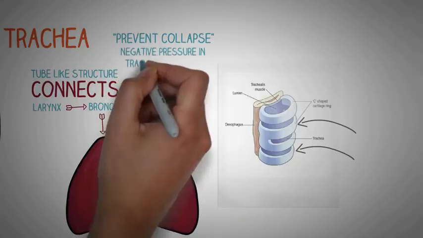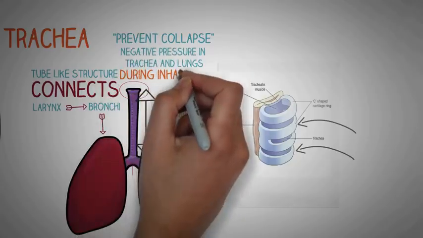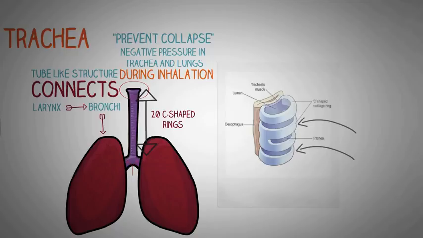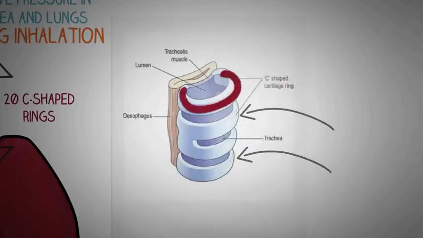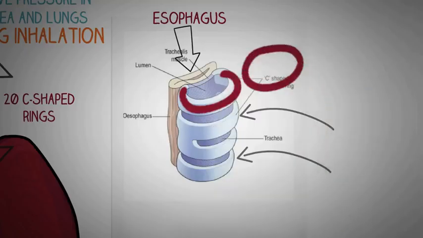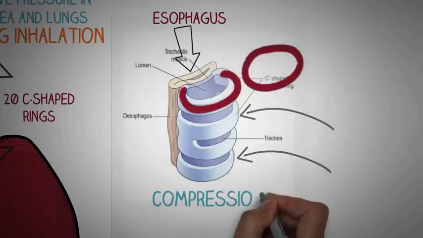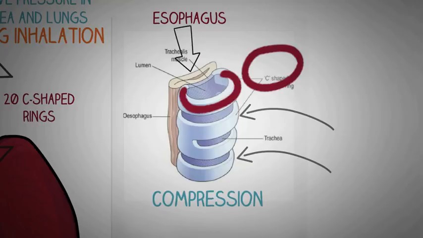These cartilages basically prevent the collapse of the trachea because there is a negative pressure in the trachea as well as the lungs during inhalation. If you see closely, these tracheal rings are C-shaped. These are not completely circular because the esophagus lies behind the trachea, and if these rings were circular, they would have compressed the esophagus during swallowing, and this could have led to choking.